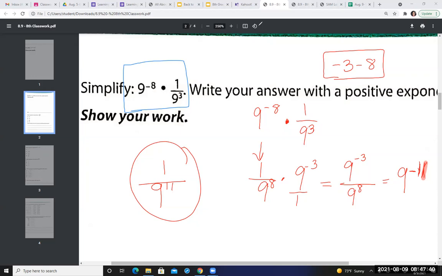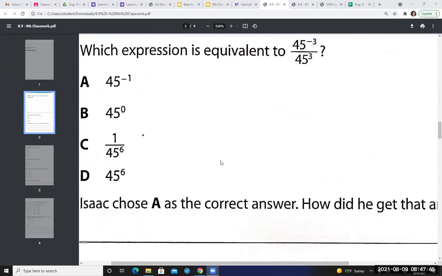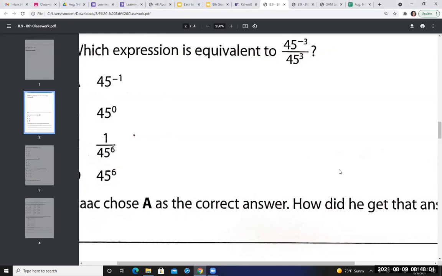Let's see if we can try another one. So far, so good. All right, don't worry about the writing, just get the problem. 45 to the -3rd divided by 45 to the 3rd. All right, she said when they divide with the same base, subtract exponents. So that would be -3 minus 3. What would that give us? You sure? Positive or negative? It's one negative, one positive.